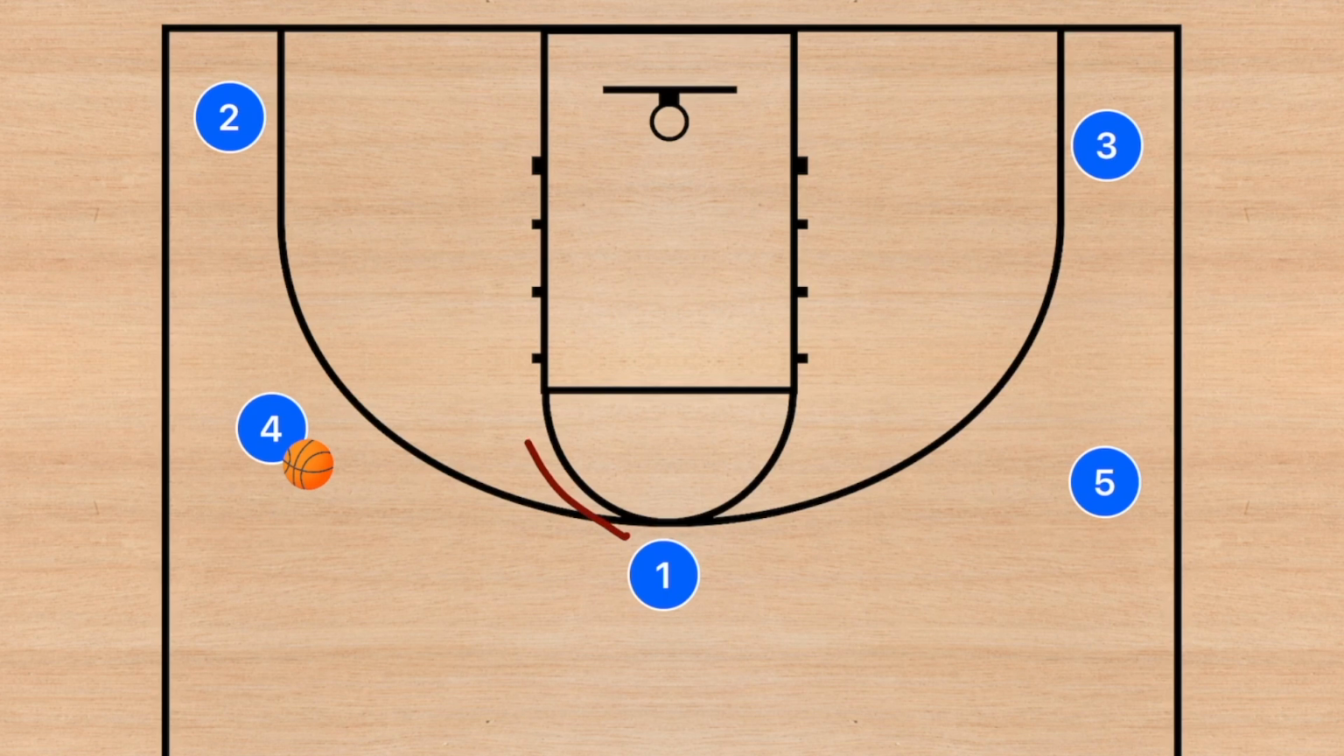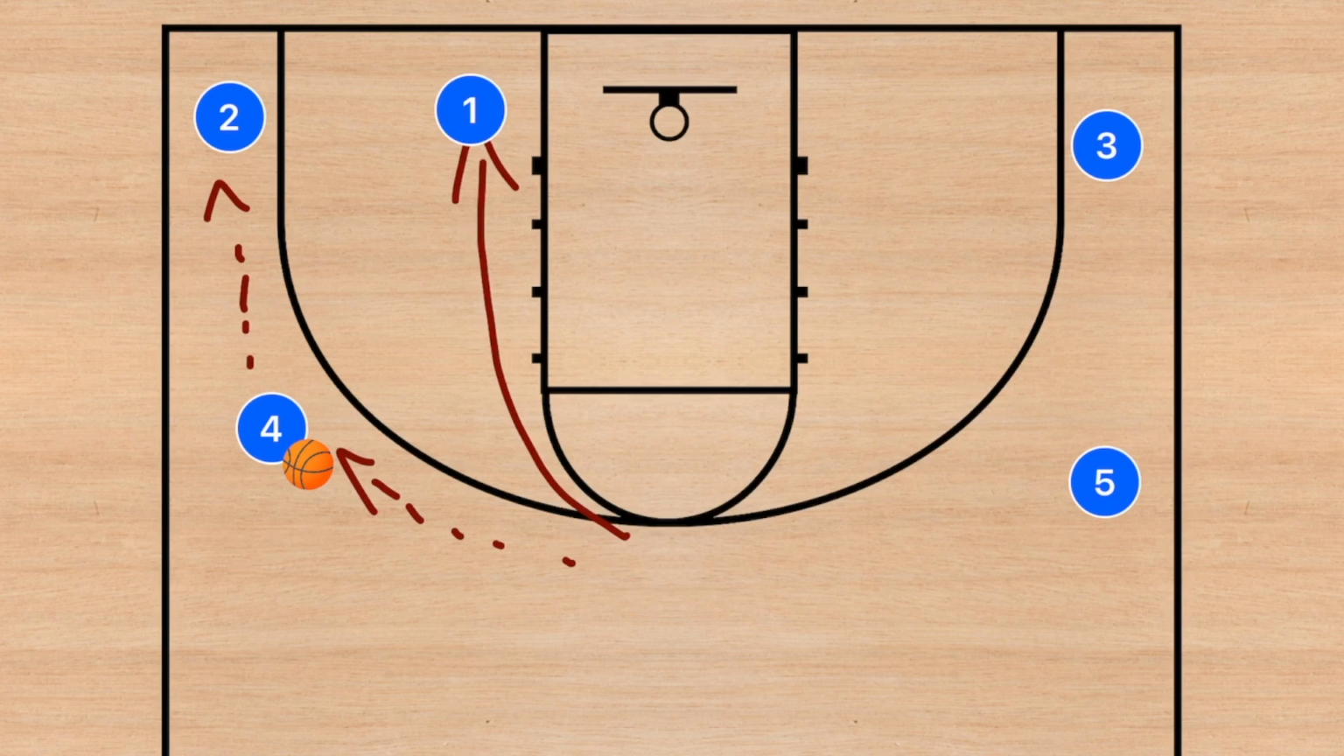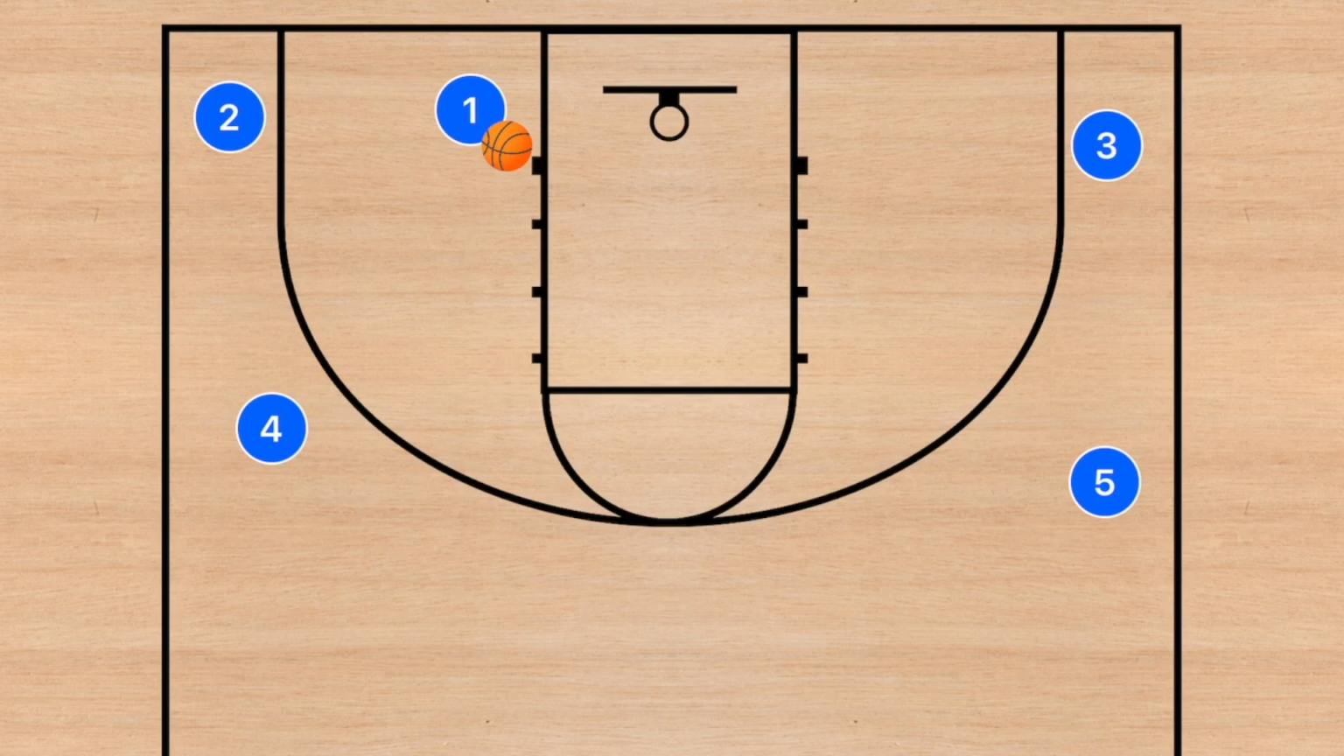So player 1 makes that pass, he cuts. After he makes that pass, player 4 is then going to pass down to player 2, and then player 2 is going to look to pass back to player 1 in the low post. However, now, instead of the weak side cutting, we're not going to do that now. We're going to have player 4 set that screen away on player 5.